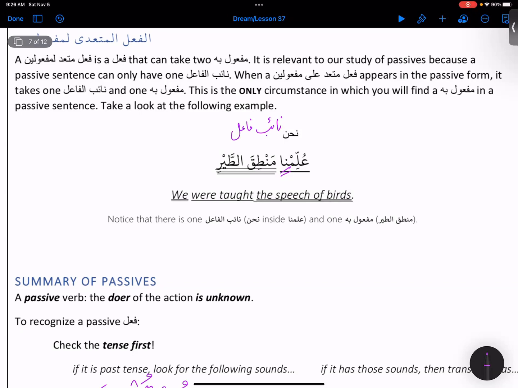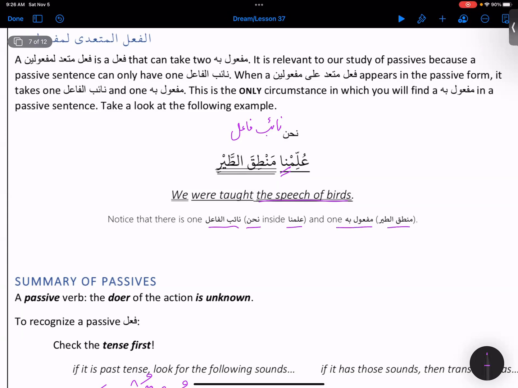And then mantiqat twairi. What is the status of mantiqa? Nasab, right? And mantiqat is maf'ul. Twairi, what kind of connection are they having? Idafa, an idafa phrase, the speech of the birds. And why is manti mansoob? Because it is maf'ul, it is maf'ulun bihi, right? So notice that there is one naib fa'il, nahnu, inside the ullimna, and one maf'ulun bihi.